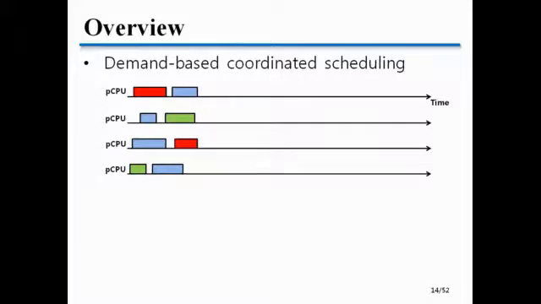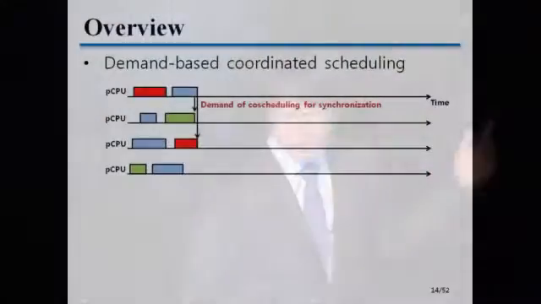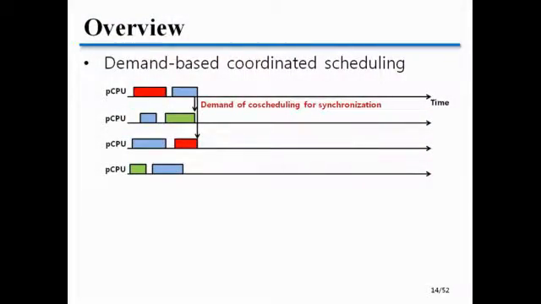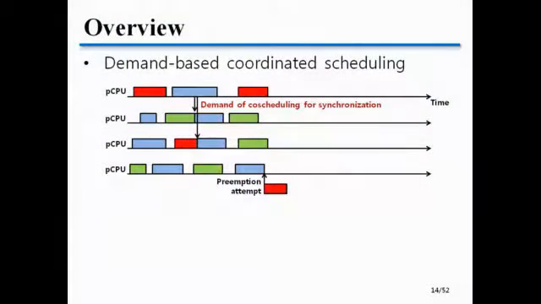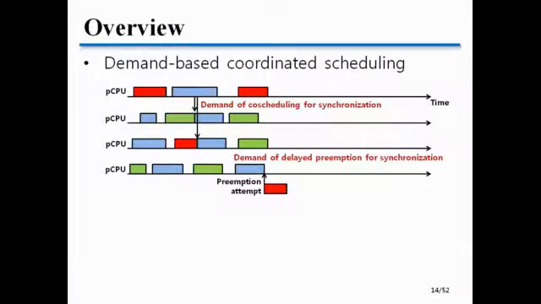Here's the overview of our demand-based coordinated scheduling. Normally, vCPUs are running without any coordination. However, when a vCPU expresses a demand for coscheduling for synchronization, corresponding vCPUs can be coscheduled on this demand. And also, when a vCPU makes a preemption attempt, but the running one wants more time slice for synchronization, we can simply delay this preemption by some extent.